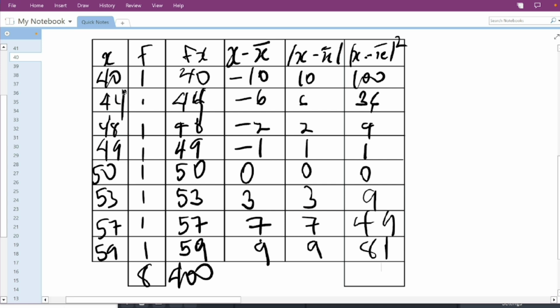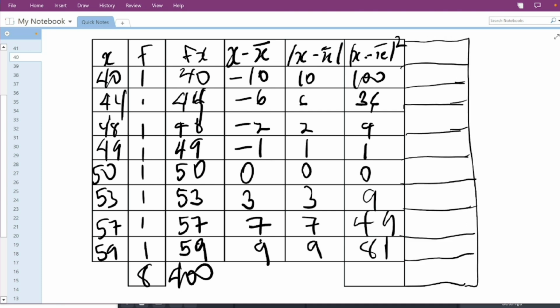The next table is not really necessary since each of our frequencies is 1, but for full understanding, we'll draw a line and create our last table. The last part says f times (x minus x bar) all squared. You multiply the previous answers by the frequency, which is all 1, and anything times 1 is itself. So 100 times 1 gives 100, 36 times 1 gives 36, then 4, 1, 0, 9, 49, and 81.